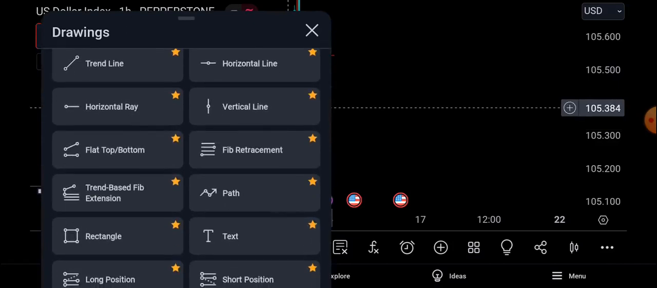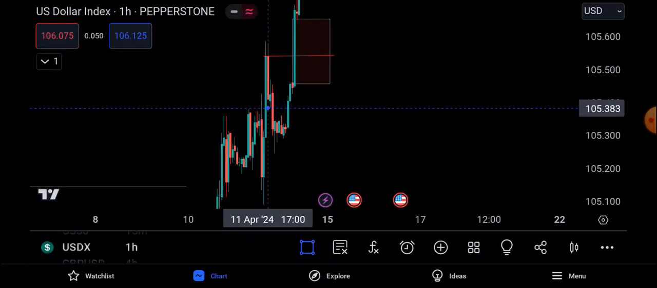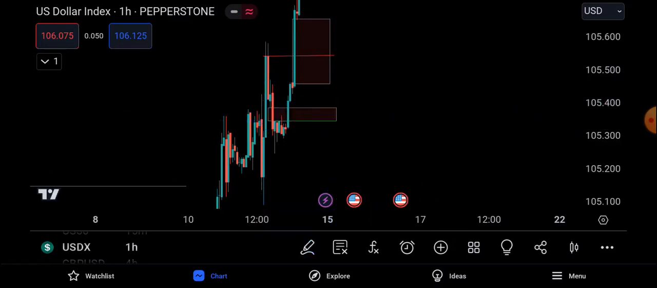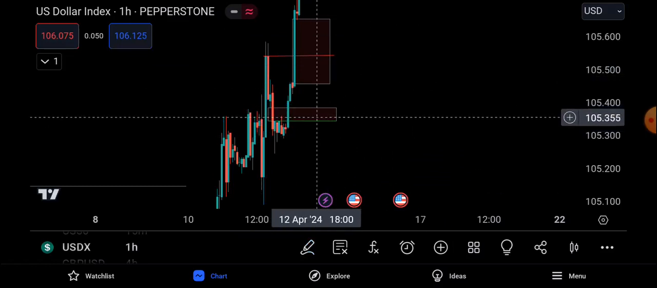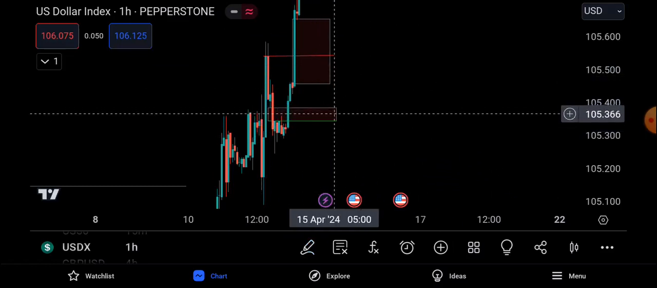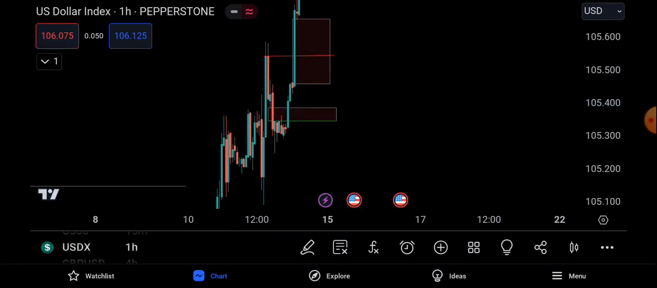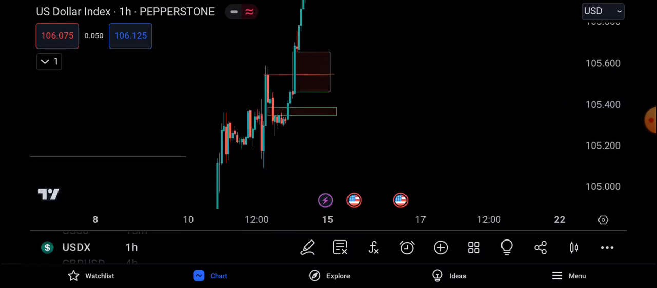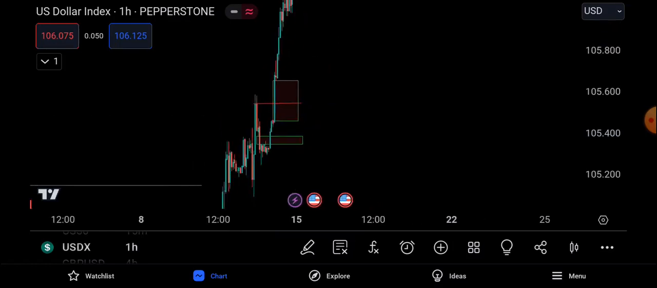So you drag it out from that wick, then just drag it out like that. If price were to come back into this, then this would balance out. Okay, so that's what I'm looking at.